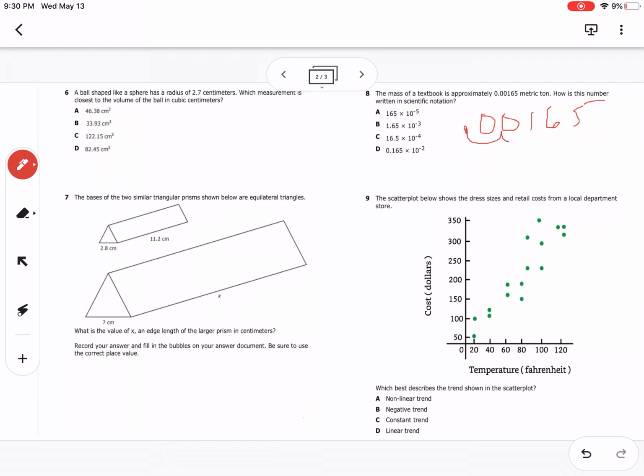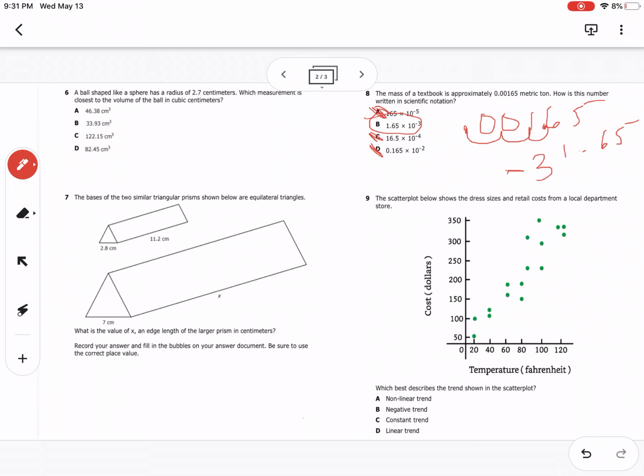So we go 1, 2, 3. We need the 1 to the left, so we move 3 spaces. That's a -3. And then we have our new number, 1.65. This is not a 1.65, this is not a 1.65, and this is not a 1.65. Our answer is B, 1.65 times 10 to the -3, because we moved 3 spaces.